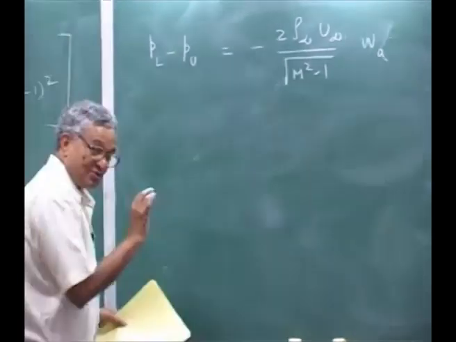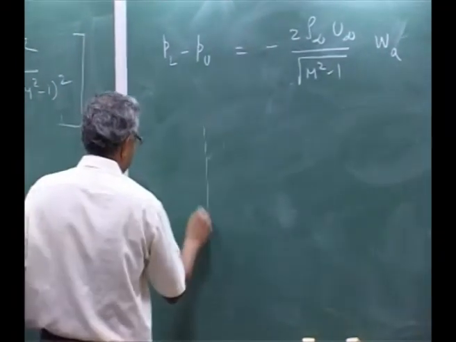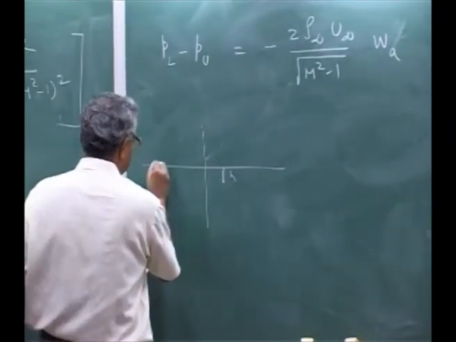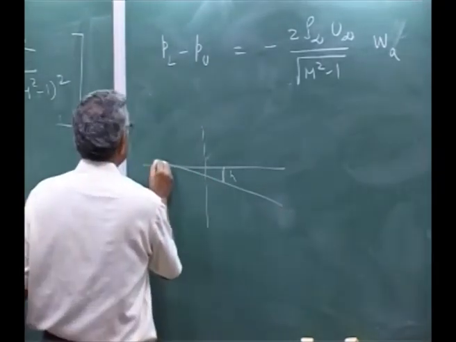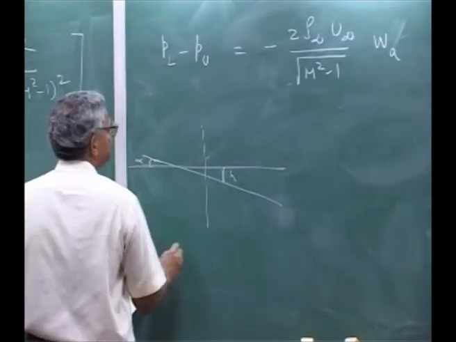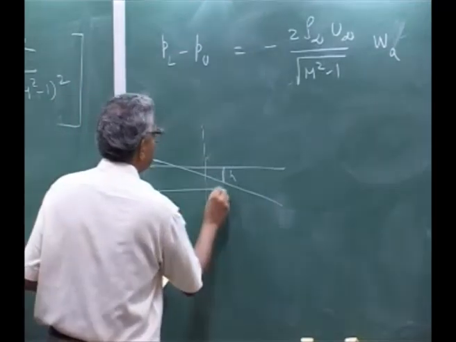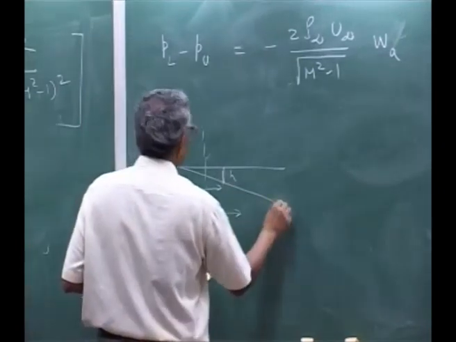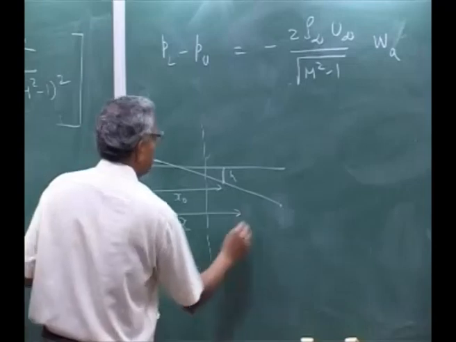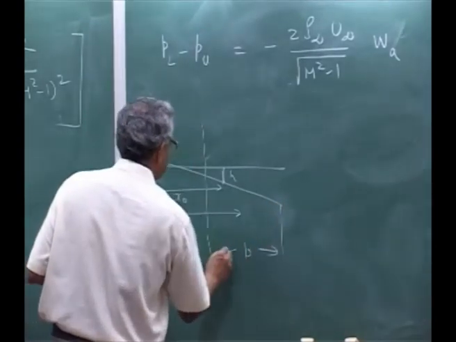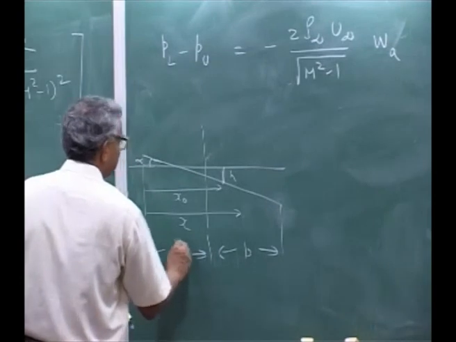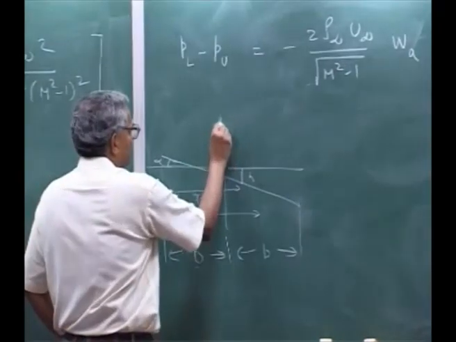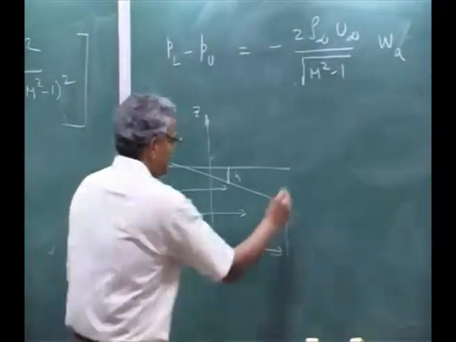Now we have to take, as usual, our reference. That is, this point is coming down with h, and this angle is alpha, and this is the leading edge. You have x naught, and this is any x. This is B, and this is B. This is my Z and this is my X.